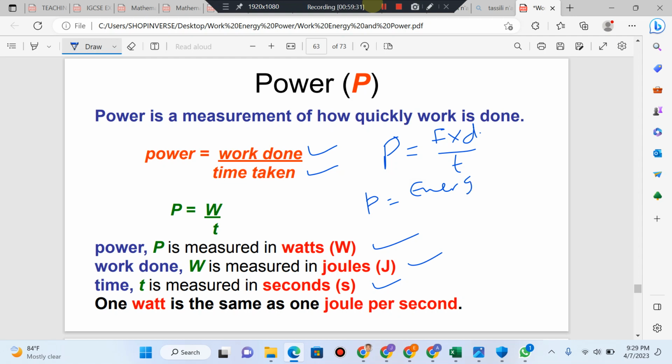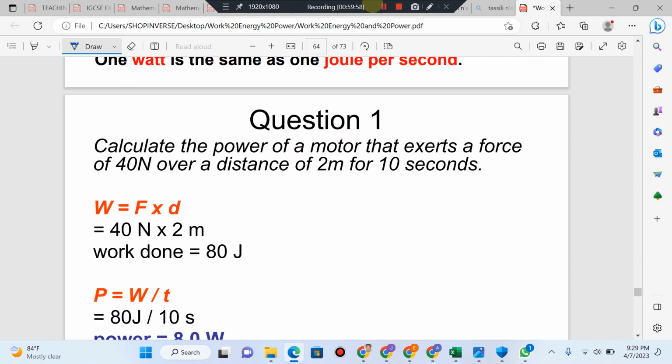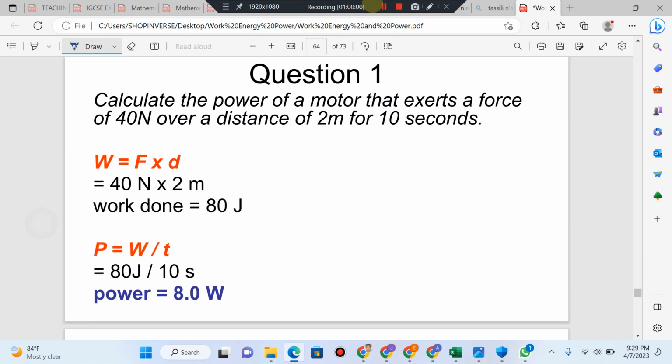Also, that same power is energy divided by time. That simply means you can say power equals kinetic energy divided by time. Also, you can say power equals gravitational potential energy divided by time. Any form of energy, be it heat energy, divided by time. Once you divide the energy that flows by the time, you get the power.